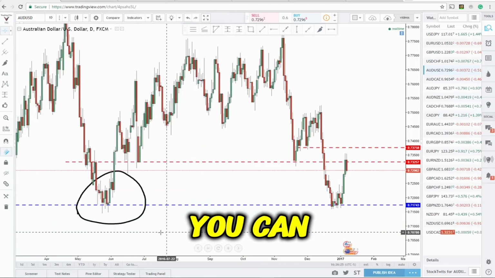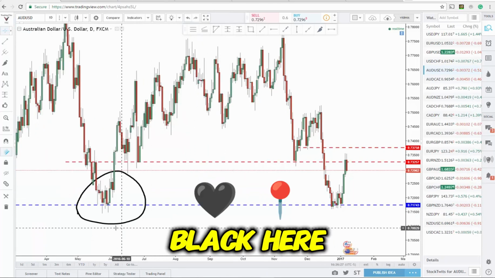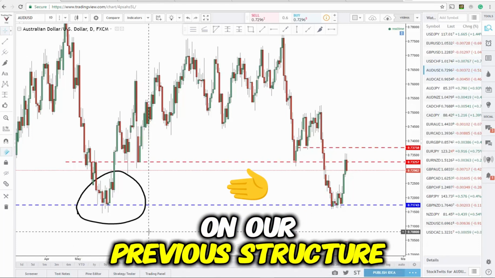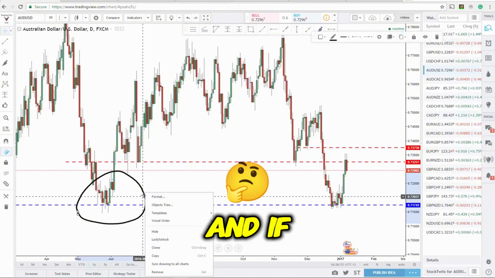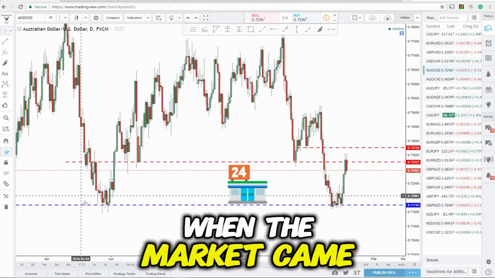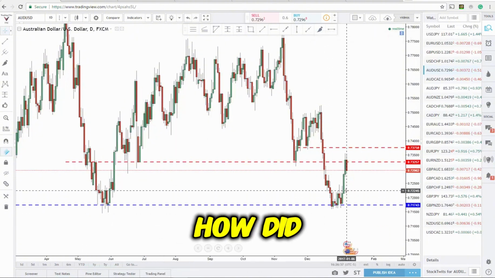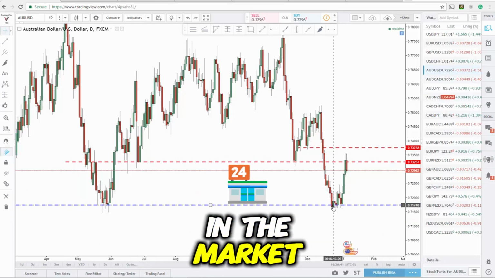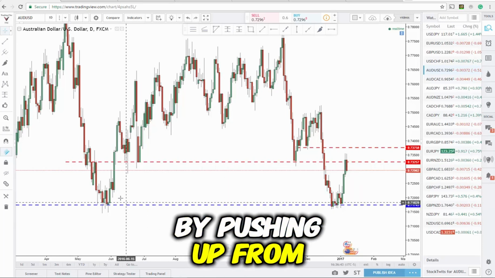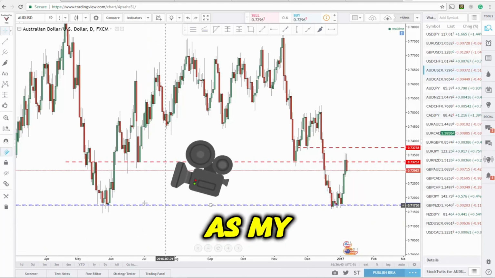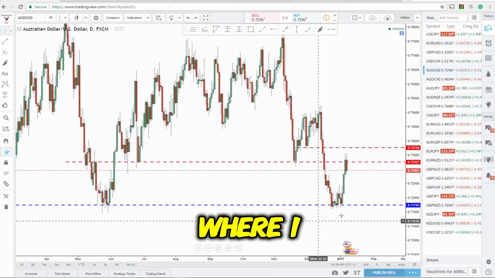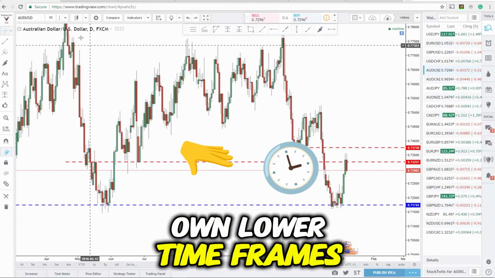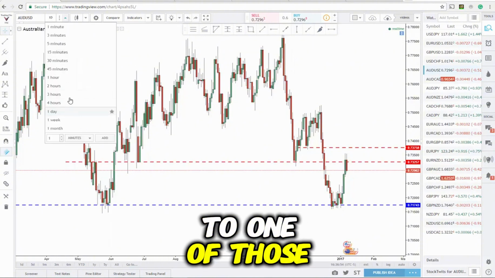All right, guys. So as you can see, this level circled in black here is the level that we were looking at on our previous structure-based trading episode. And if we look straight across from that, when the market came down to this level, how did it react? As you can see, that proved to be a very important level in the market, and the market reacted by pushing up from that support level. And just as my video said, that is a level where I wanted to be looking for trading opportunities on lower time frames. So let's jump down to one of those lower time frames.